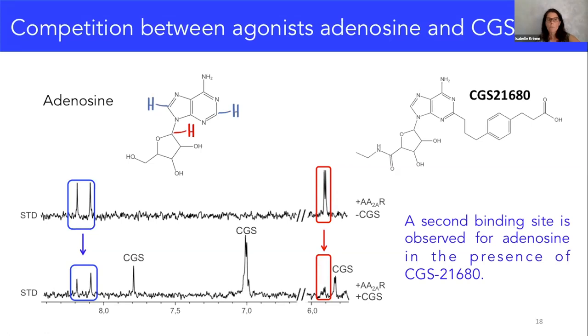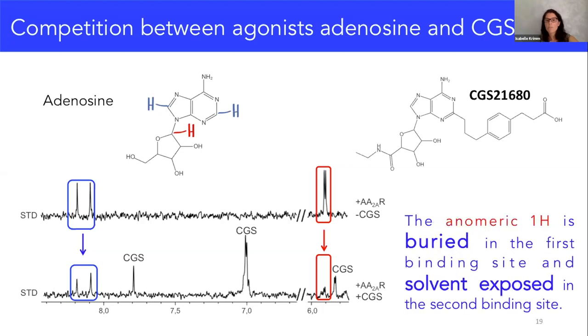So what I wanted to show you is that I come back to the fact that when we do the competition of adenosine bound to the adenosine receptor, and we had a competitor, I told you that we still have the STD data, even if it is different. So it means that in the presence of the competitor, the adenosine is still able to bind to the receptor, but in another binding site. And if you look at the intensities, you see that not only the STD intensities are different, but the relative intensities also, and this is quite important.